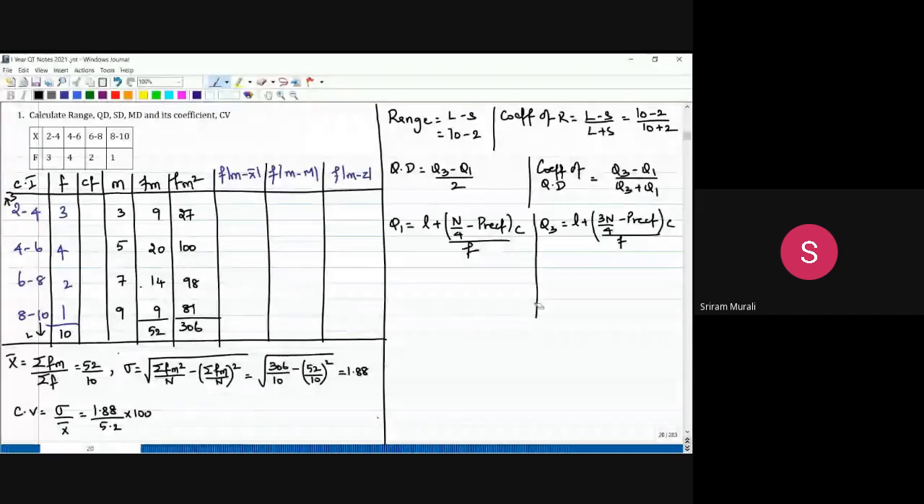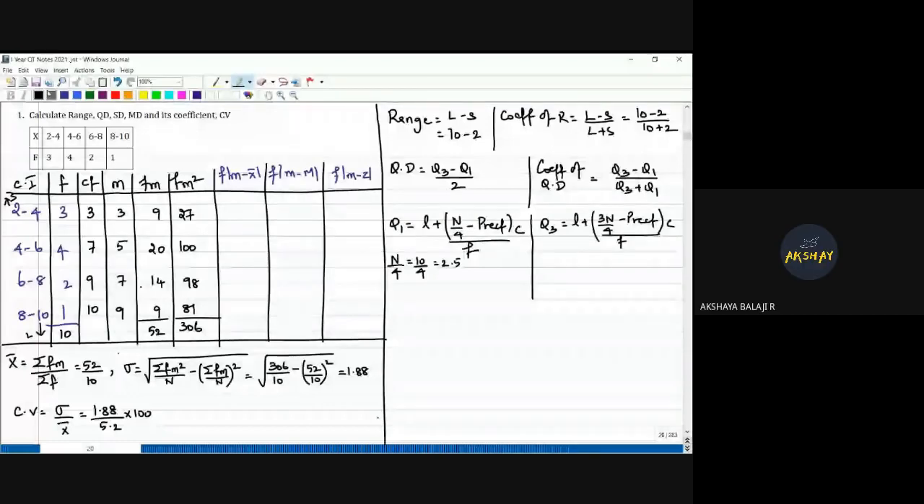So what do you have to find in this Q1? First, we want to find N by 4. N by 4 decides the position of Q1, which is 2.5. Why? 10 by 4 will be 2.5, am I right? N is 10, it is 2.5. So you have to compute the CF now. This is 3, 7, 9, and then 10. Can you tell me where your 2.5 will come?